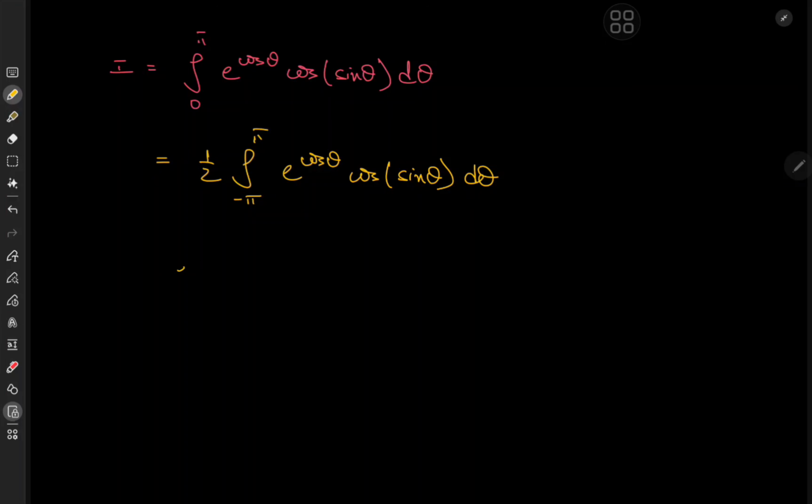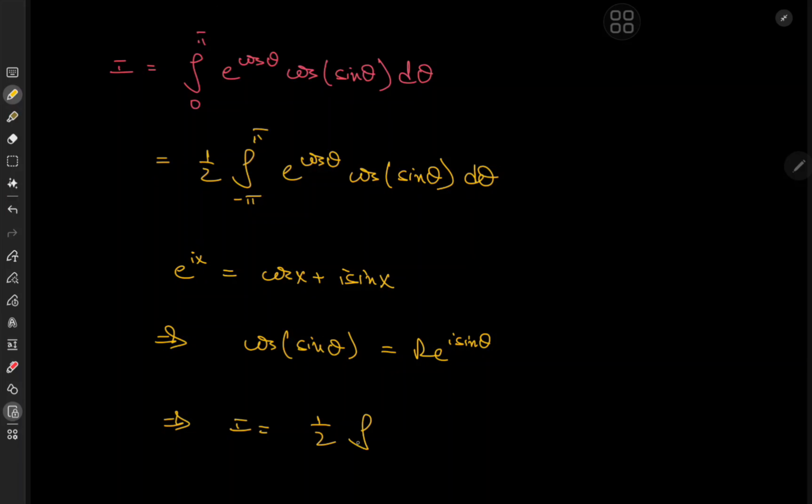Recall Euler's beautiful formula, that is e to the ix can be expanded as cosine of x plus i times sine x. So this implies that the cosine of sine theta is just the real part of e to the i sine theta. And this implies the target integral I is now 1/2 the integral from negative pi to pi of e to the cosine theta times e to the i times the sine of theta d theta, with this real part operator acting on the integral.